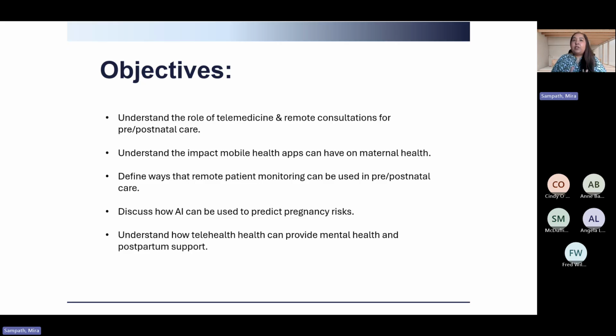Today, our objectives are to understand the role of telemedicine and remote consultations for pre and postnatal care, understand the impact that mobile health apps can have on maternal health, define the ways that remote patient monitoring can be used in pre and postnatal care, discuss briefly how AI can be used to predict pregnancy risks, and finally understand how telehealth can provide mental health and postpartum support.